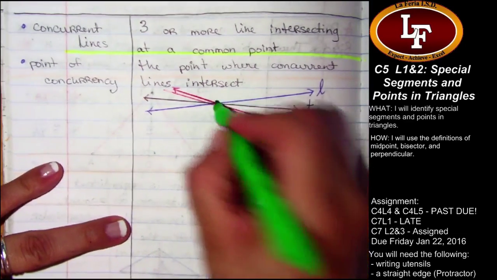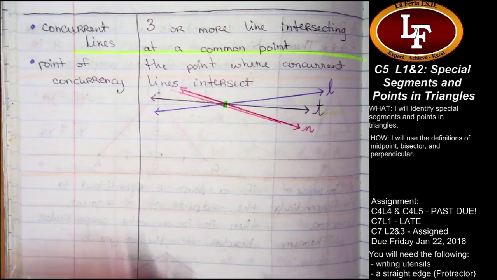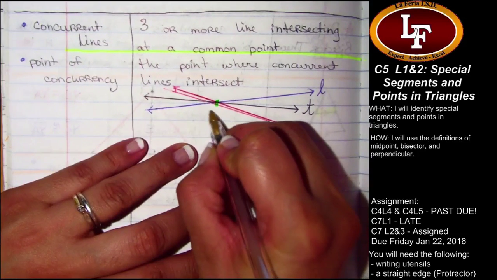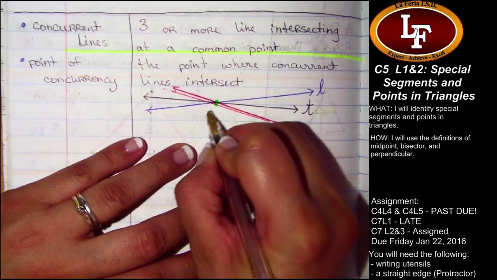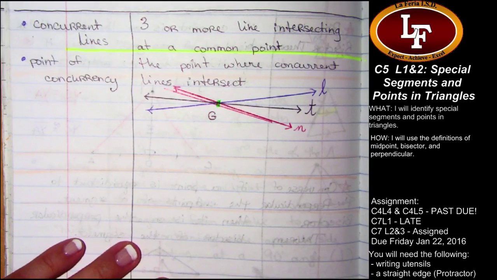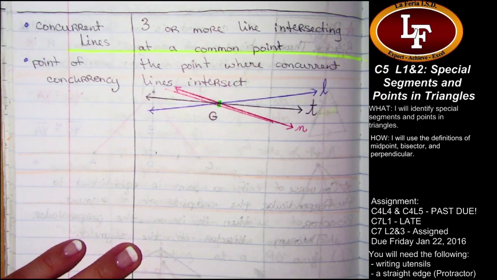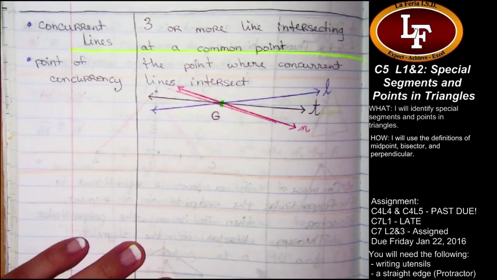This point right here is the point of concurrency. It needs a name. Go. I heard G. So we can say that lines L, T, and N are concurrent, and their point of concurrency is G. Okay?